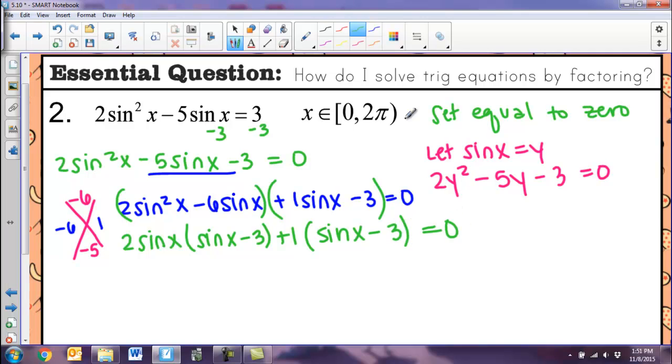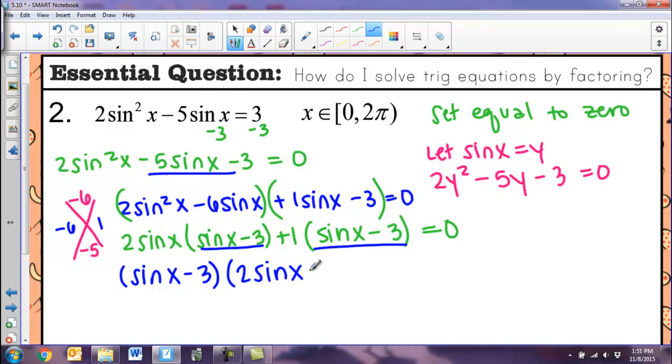And that's what you want to happen. You want these inside parentheses terms to be the same. That'll be your first factor. So whatever was inside your parentheses, that'll be your first factor, and whatever was left will be your second factor. So 2 sine x plus 1 equals 0.